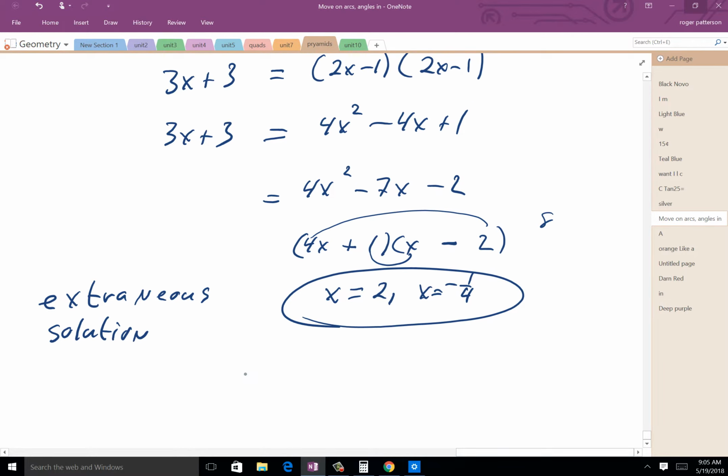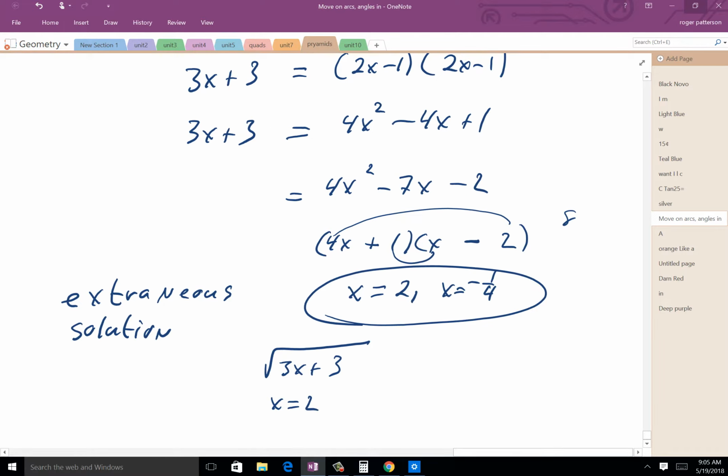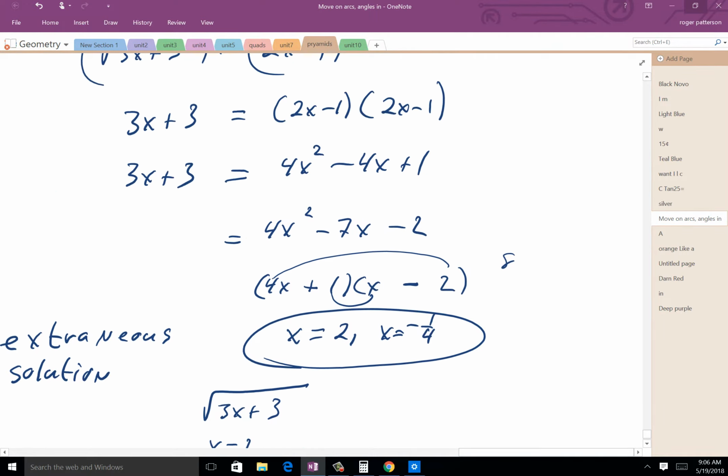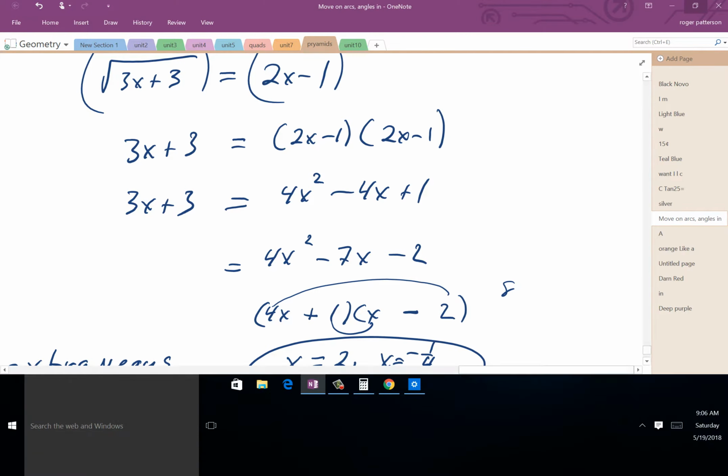I'm going to go back up to the original square root I had, 3x plus 3, and make sure that these two answers are okay. So 2 obviously is going to be all right, because 3 times 2 is 6, plus 3 is 9. That should work out. So if I put x equals 2 here, I get square root of 9, which is 3. I'm feeling pretty good about that. Let's double check the second.